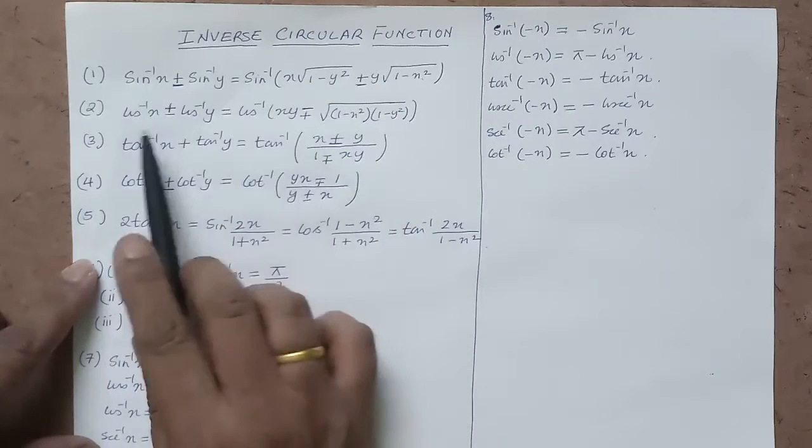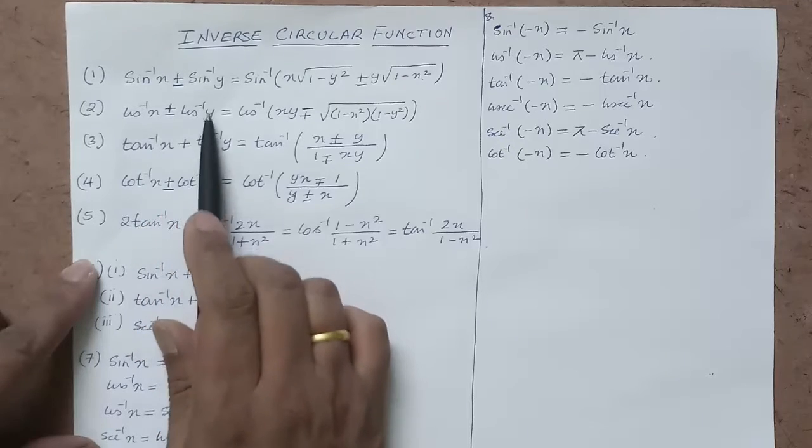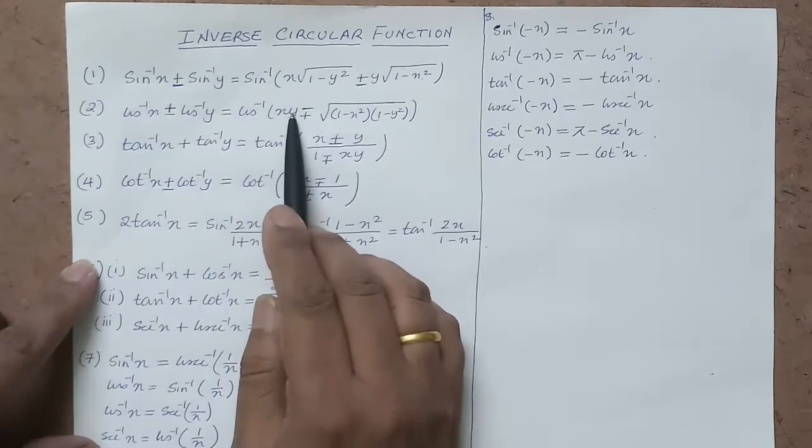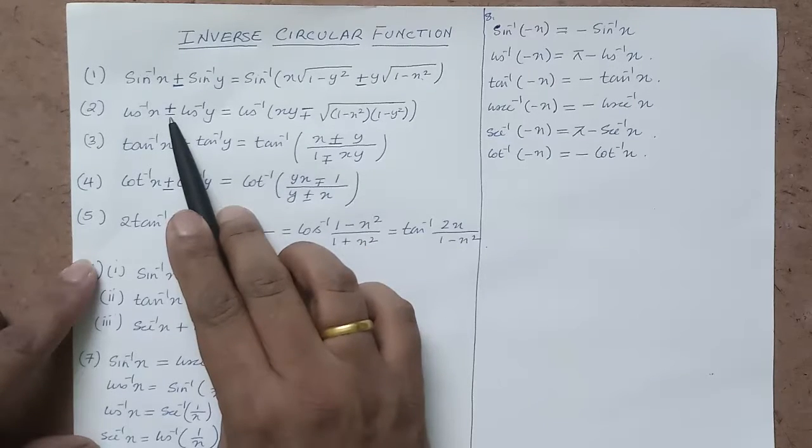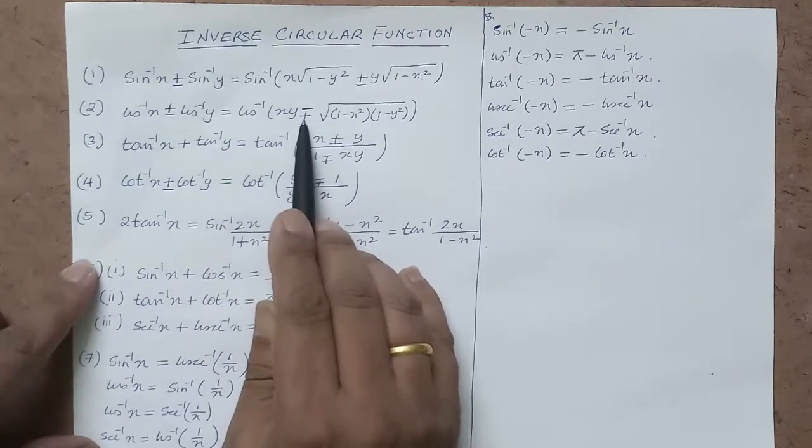Similarly, now these are the formulas: cos inverse x plus minus cos inverse y equals cos inverse of xy minus, if it is plus over here you have to use minus, if it is minus, cos inverse x minus cos inverse y, you have to use plus.